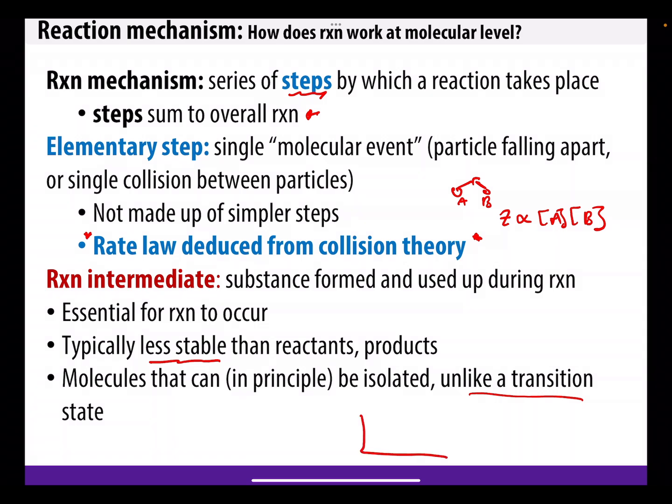Remember, we have this idea of a reaction progress diagram from earlier in the class. So an intermediate would be something like this, an actual stable molecule at some point along that reaction progress diagram. Transition states are things like this. These little individual peaks on the diagram are our transition states.